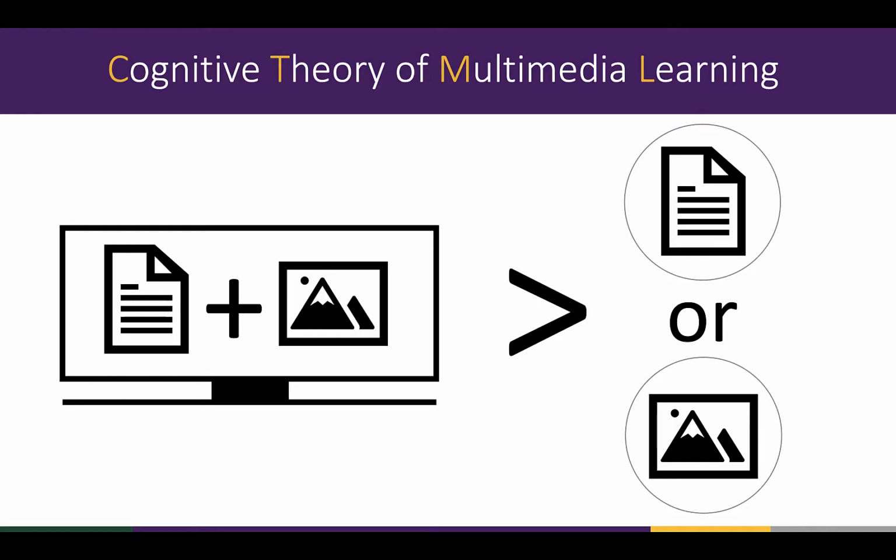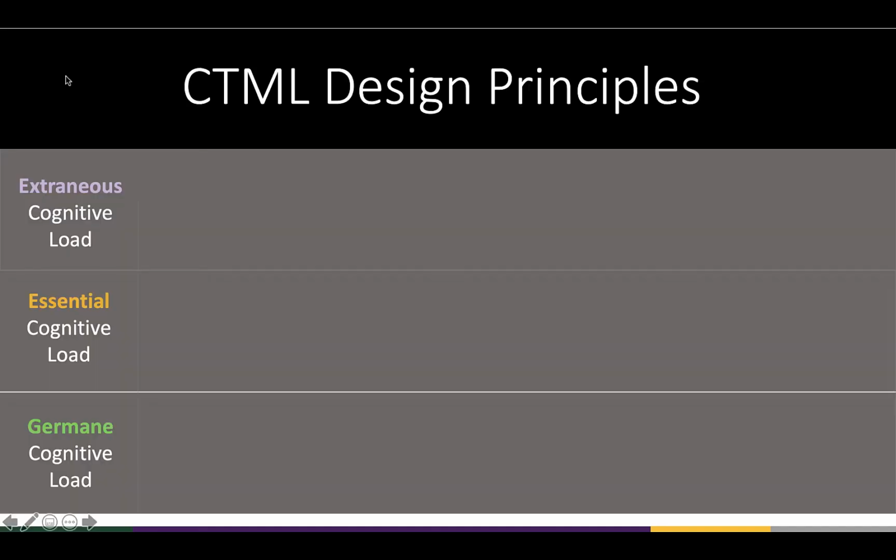In the literature, the cognitive theory of multimedia learning states that the use of words and pictures together is a more effective way of learning than words alone or pictures alone. The theory identifies three types of cognitive load. Extraneous is the processing of the extra information which is not related to the learning task. Your goal as a video creator is to get rid of elements that cause this type of cognitive load.